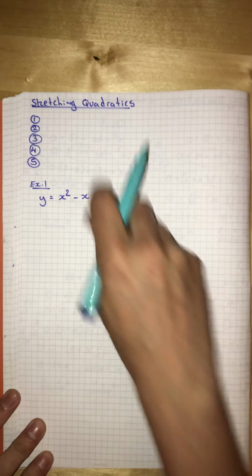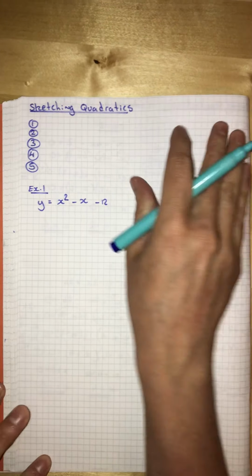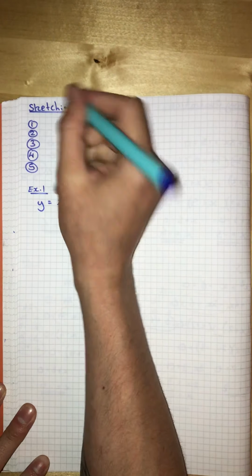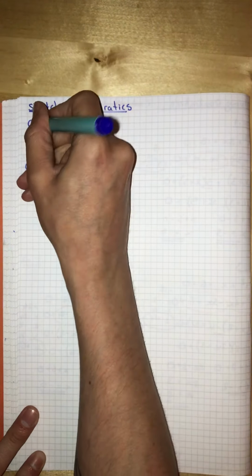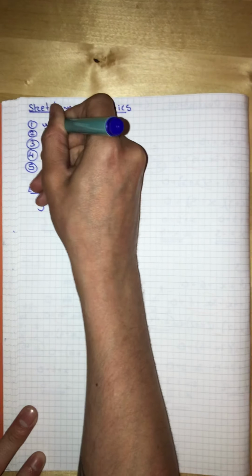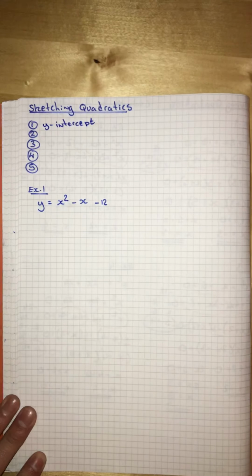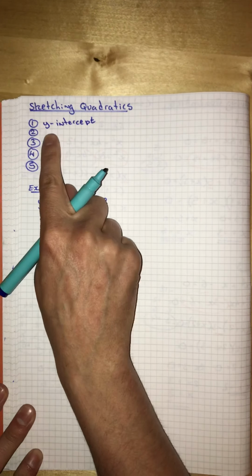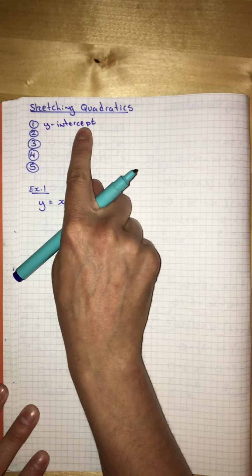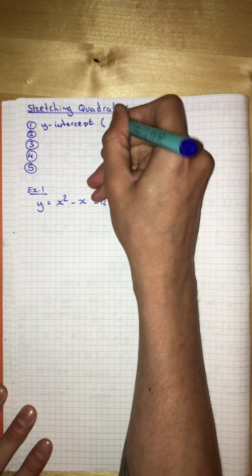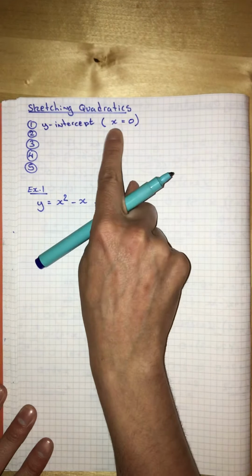So in this video, we're going to learn how to sketch quadratics using everything we've learned before. There's 5 steps to this. So you remember the important points. First one we learned about was the y-intercept. So we need to find that point. And our y-intercept is when it cuts the y-axis. And it cuts the y-axis when x equals 0. So these are how we're going to solve for them.